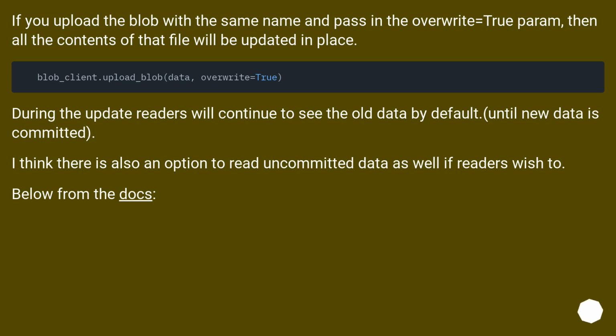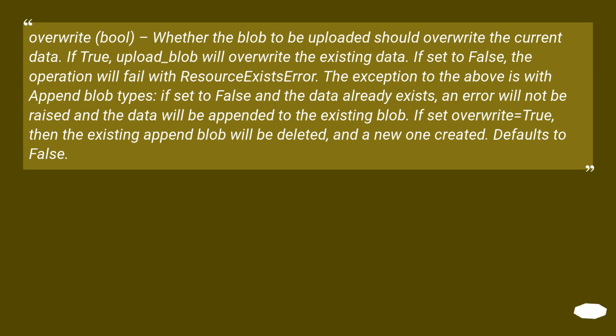Below from the docs. Overwrite, bool, whether the blob to be uploaded should overwrite current data. If true, upload_blob will overwrite the existing data. If set to false, the operation will fail with resource exists error. The exception to the above is with append blob types. If set to false and the data already exists, an error will not be raised and the data will be appended to the existing blob. If overwrite equals true, then the existing append blob will be deleted, and a new one created. Defaults to false.